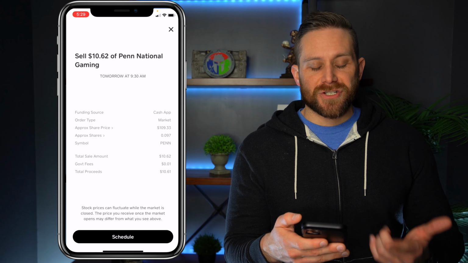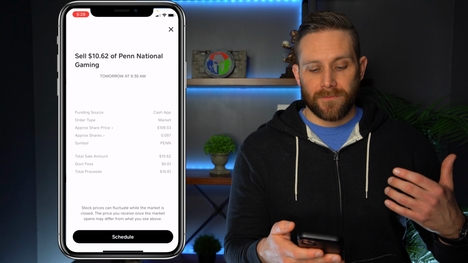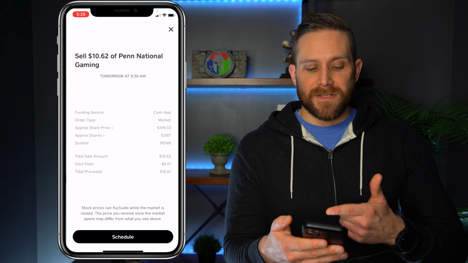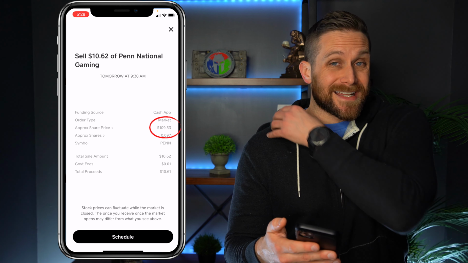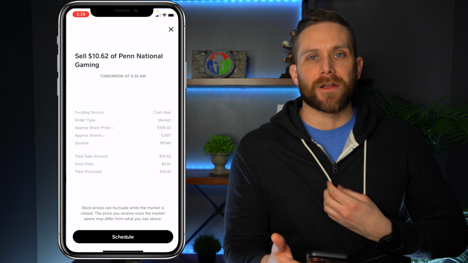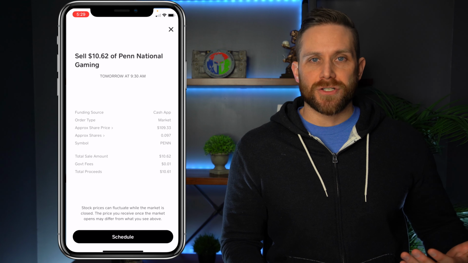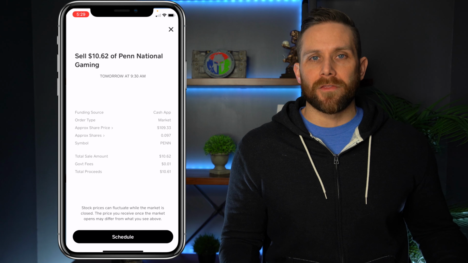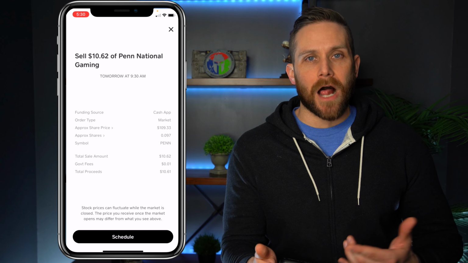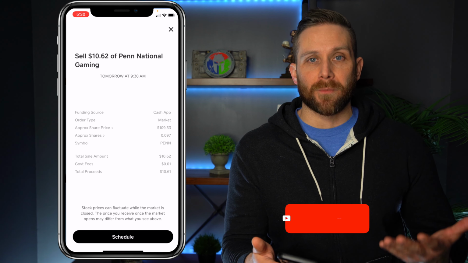Now, the approximate shares right now, since the market is closed, when it closed on Friday, it was $109.33 per share. So once Monday morning comes around and the stock market opens, the price is going to fluctuate quite a bit while the market is open. So they can't guarantee that it's going to sell at the $109.33 per share price.